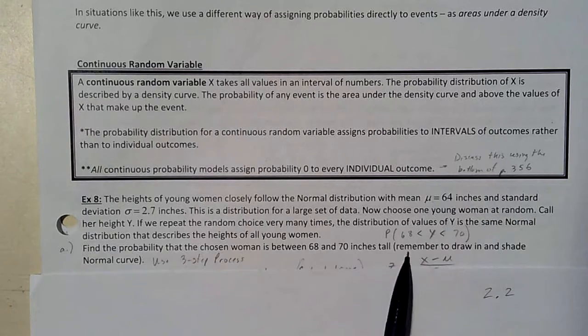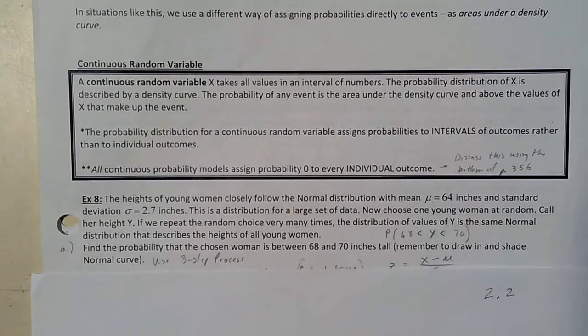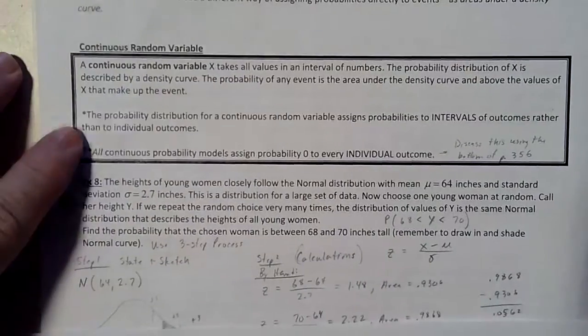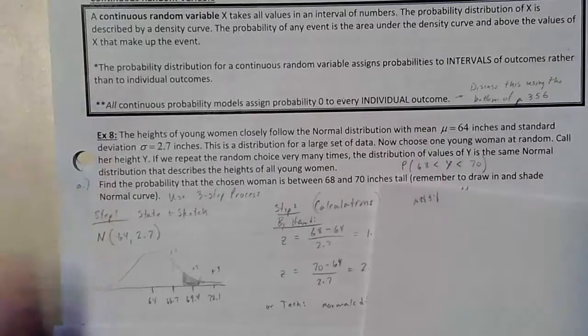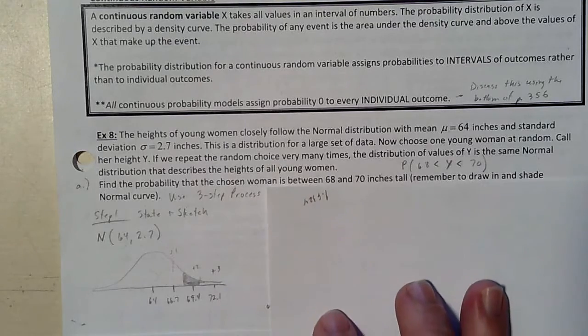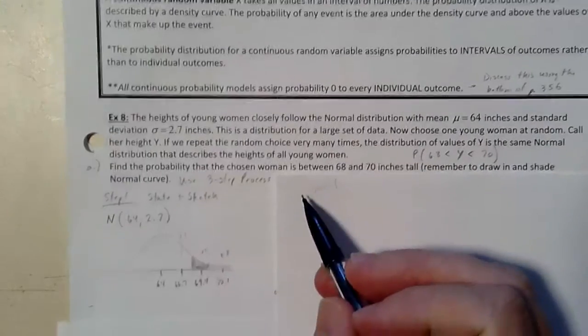Okay, remember there's a 3-step process to this. So you got to draw in and shade the normal curve, the areas of interest, and also name the distribution. Okay, so step 1 over here. State and sketch. I'm going to kind of go quick because I know, again, you have the ability to pause. All right, so state and sketch.